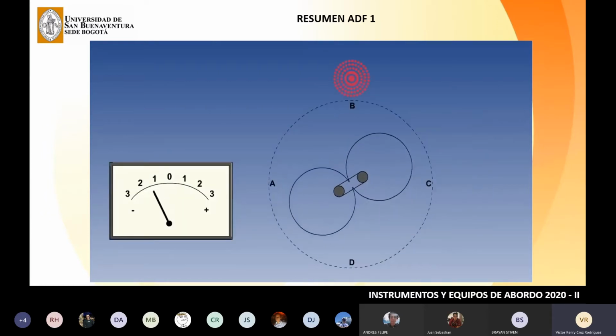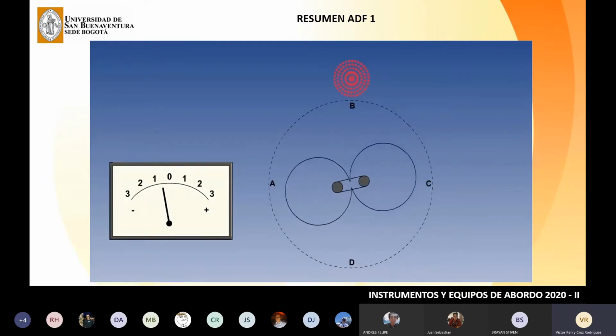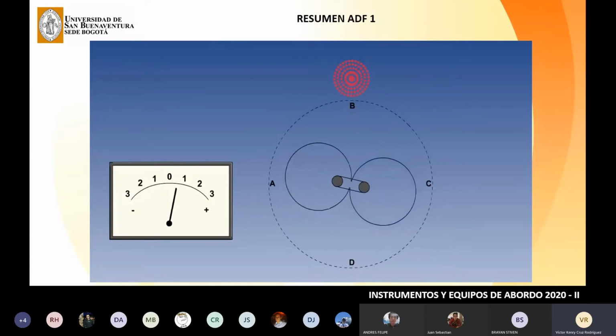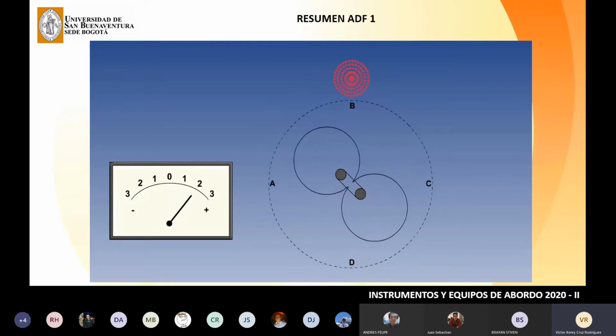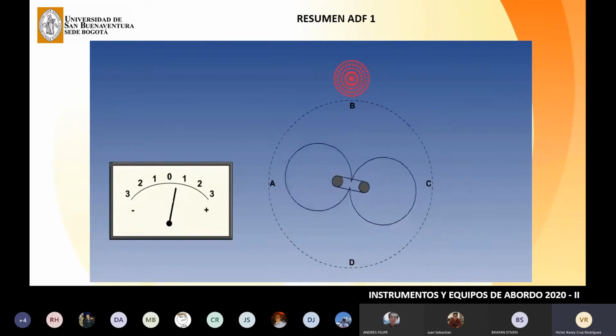Suppose the transmitter is at position B. If the loop antenna is rotated slightly in either direction, signal strength will increase. By finding the null position, 0 signal strength, the bearing of the transmitter from the loop can be determined.